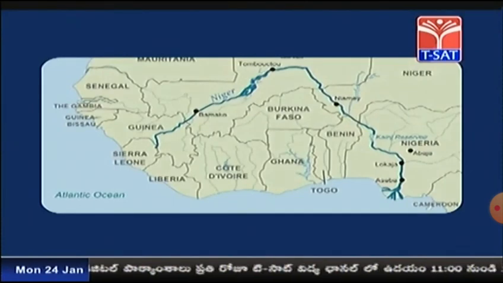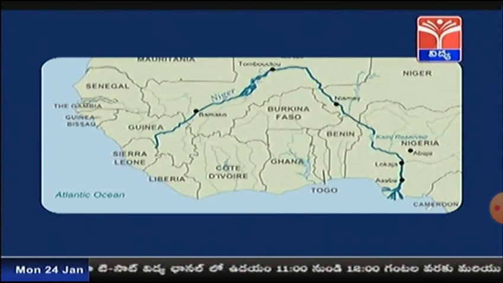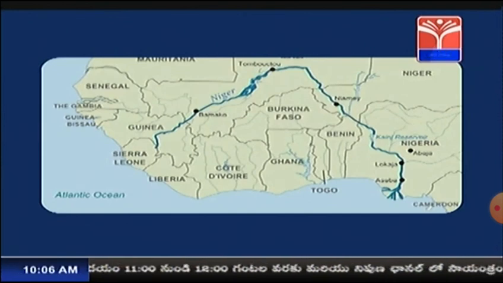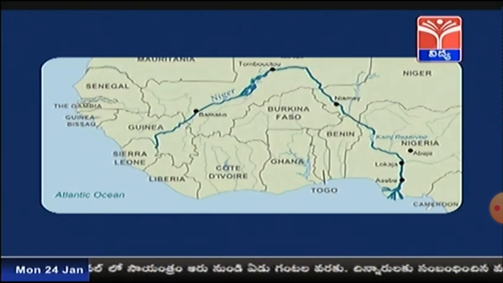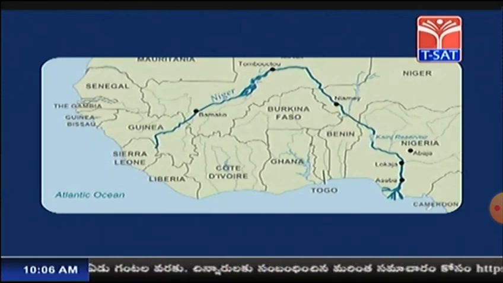You can see river Niger very clearly in this map. So the different tribal people of Nigeria were residing around this river Niger. So the Britishers, when they came to make Nigeria a colony, they brought all these different tribal people together as one state. Let's see the major tribes in Nigeria.